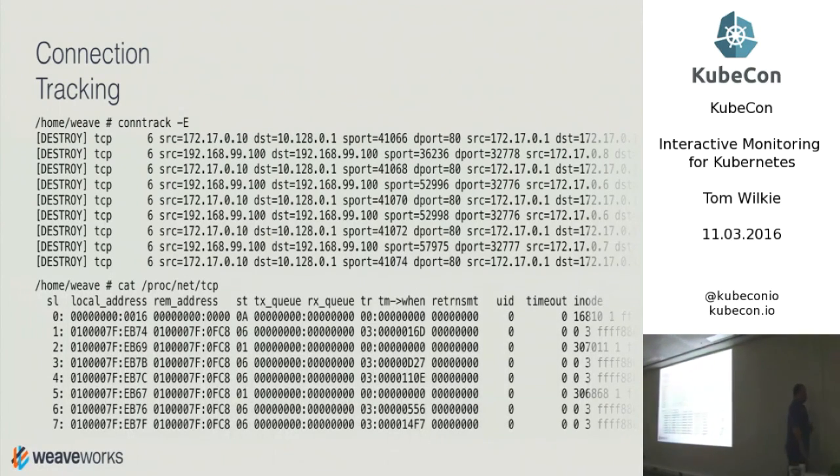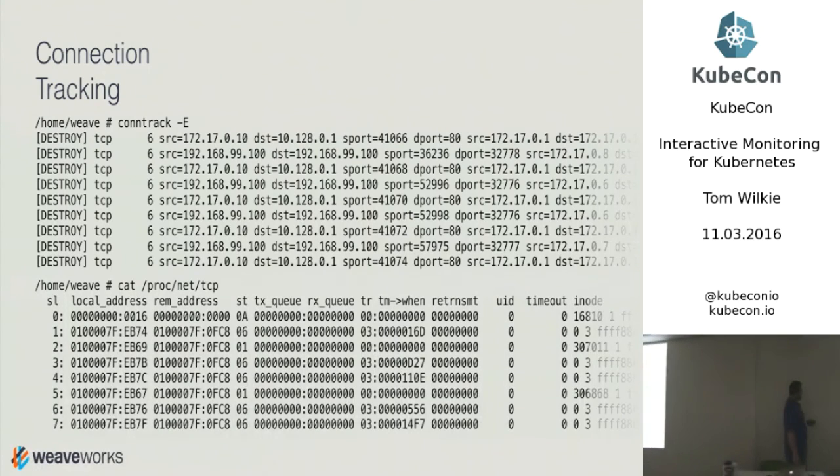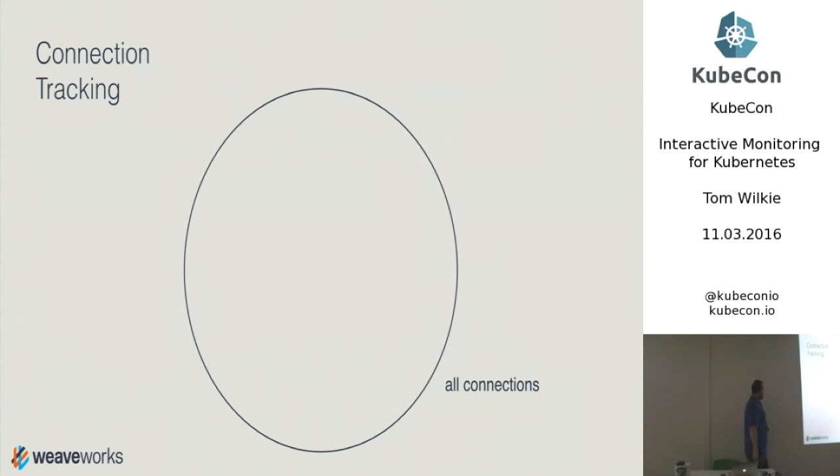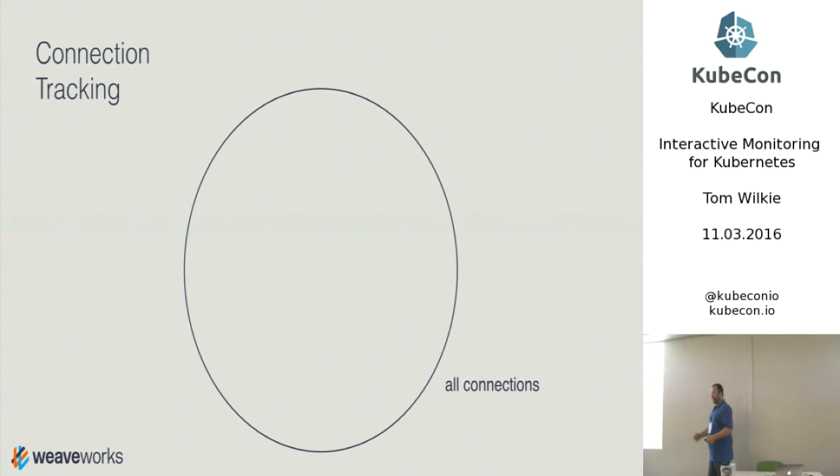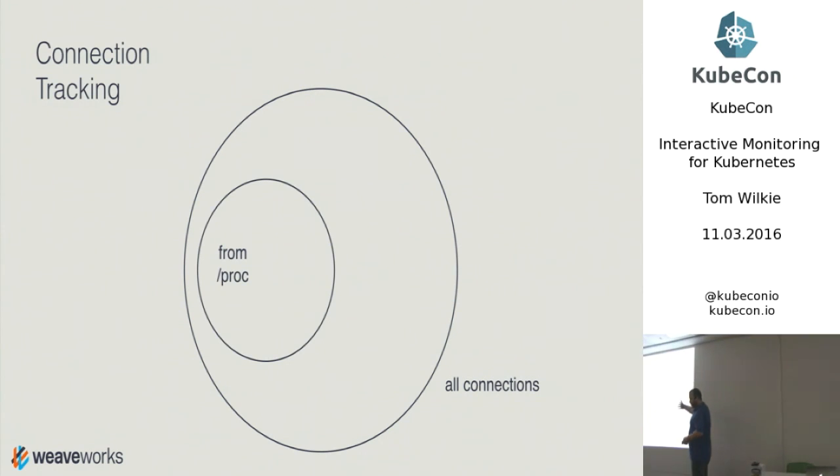The way I like to think about this is a Venn diagram. Everyone loves a good Venn diagram. This is all the connections that actually exist in the real world, and we want that set. We've got these techniques to get that set, and it turns out if you just walk proc, you get this small subset of connections.